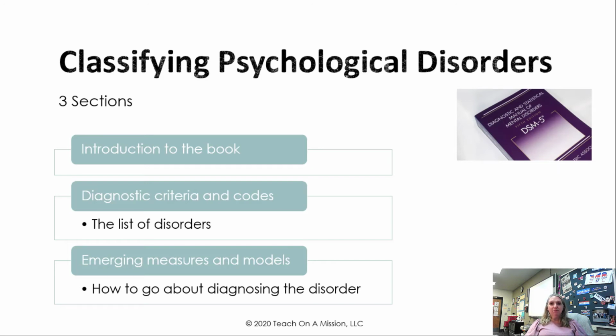And then emerging measures and models. So how are we going to go about diagnosing the disorder? What assessments are we using? How are they being assessed? What measures are we using with those assessments?